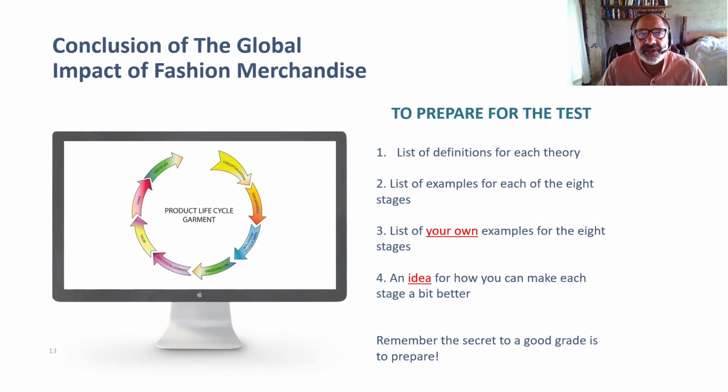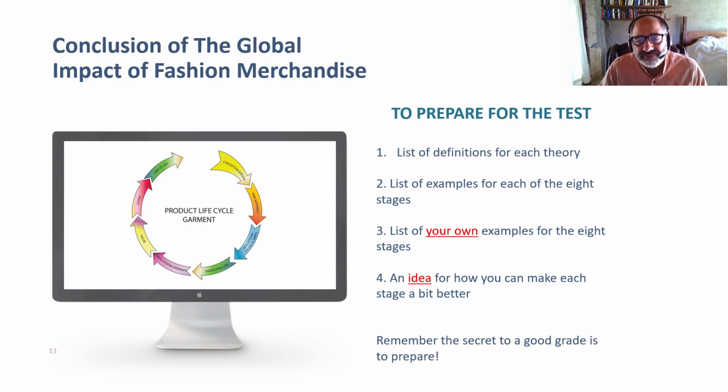Okay, so in conclusion of the global impacts of fashion merchandise, to prepare for the test, you need to do four things. Firstly, you need to have a list of definitions for each theory, as I outlined at the start of this whole exercise. Secondly, have a list of examples for each of the 8 stages. So just go through the lecture notes and pull out those examples and just write a sentence or something or have it there readily available.